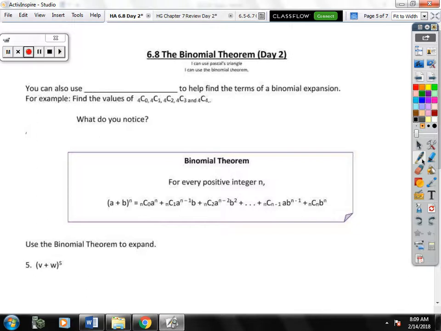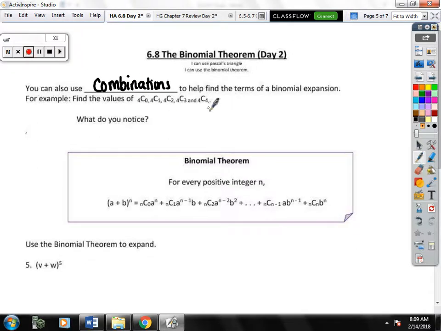Now on the back, we will learn some probability problems using combinations and such that will require you to use this theorem, but you won't necessarily have to on your test. So you can also use combinations to help you find the terms of a binomial expansion. And again, this would be in place of Pascal's triangle.